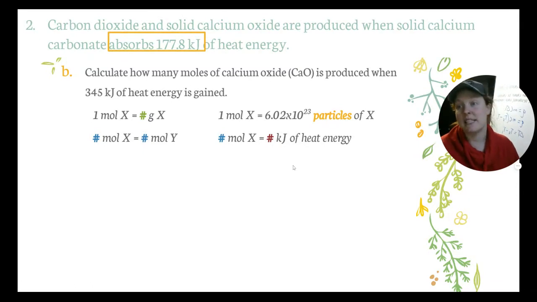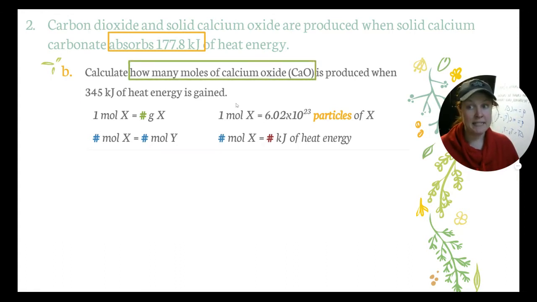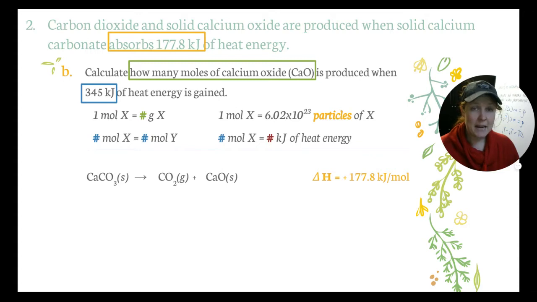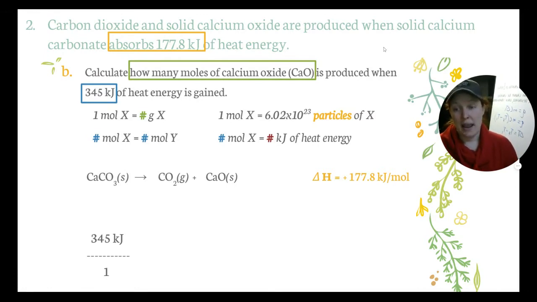Okay, so let's do some calculations with this. Calculate how many moles of calcium oxide is produced when 345 kilojoules of heat energy is gained. So again, I like to look at my context clues. What am I starting with? Where am I going? I know that this is a conversion factor, but I don't know what I'm doing. So it's asking me for moles of calcium oxide, and it's giving me heat energy. So I'm going to rewrite my chemical equation, and I'm going to start with what I know. That's 345 kilojoules. So 345 kilojoules is going to be over unitless 1, just so we have our numerators and denominators lined up.